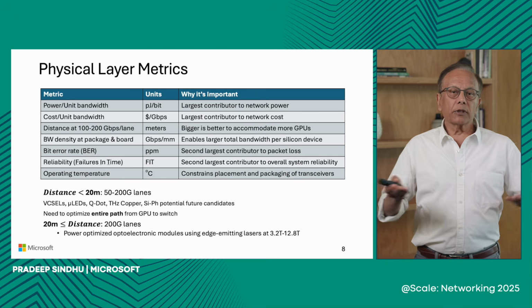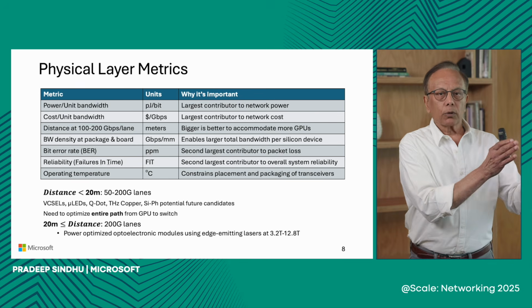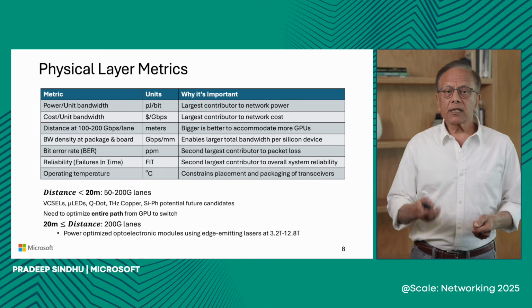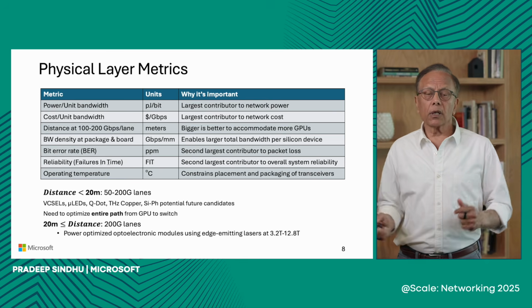So for distances less than 20 meters, there are modulation rates all the way from 50 to 100 gigabits per second per lane. For distances above 20 meters where you're doing optical, it's all 200 gig.